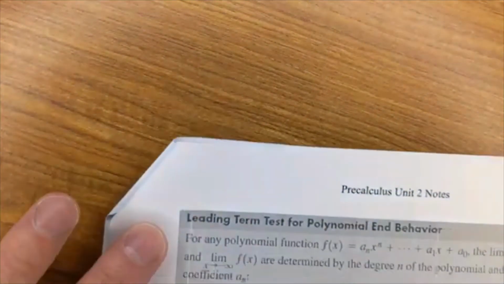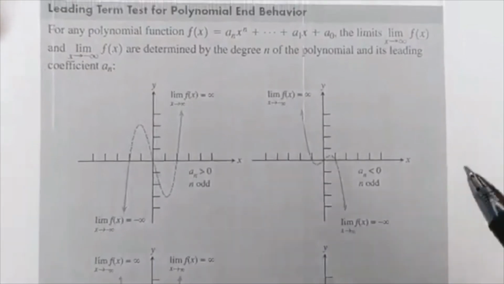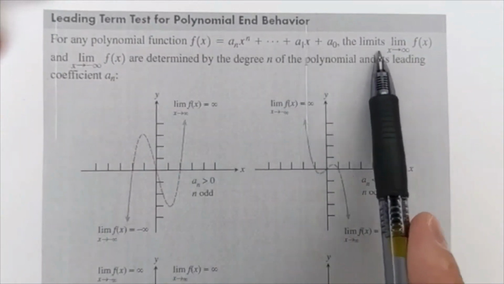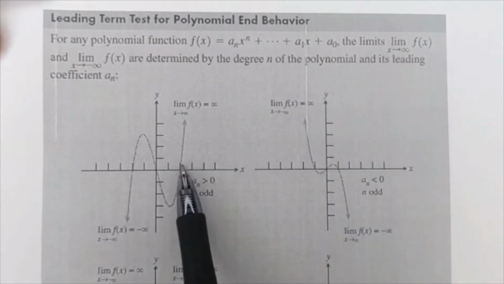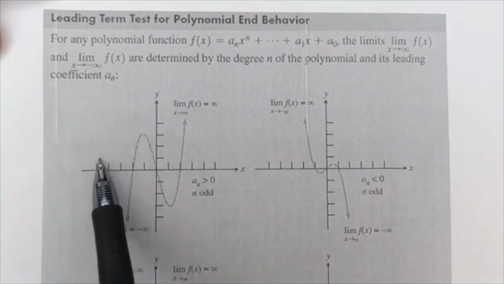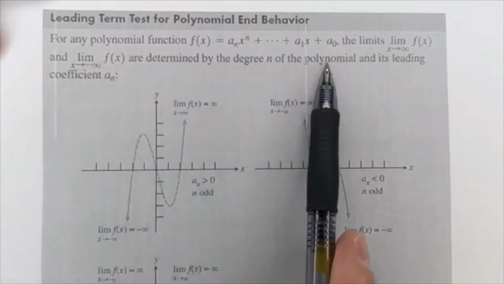Okay, on the other side here, this is the leading term test for polynomial end behavior. So it gives you some generics. For any polynomial function, the limit as x goes to infinity, that's off the right-hand side, and the limit as x goes to negative infinity, off the left-hand side, referring to the y value, are determined by the degree n of the polynomial and its leading coefficient.